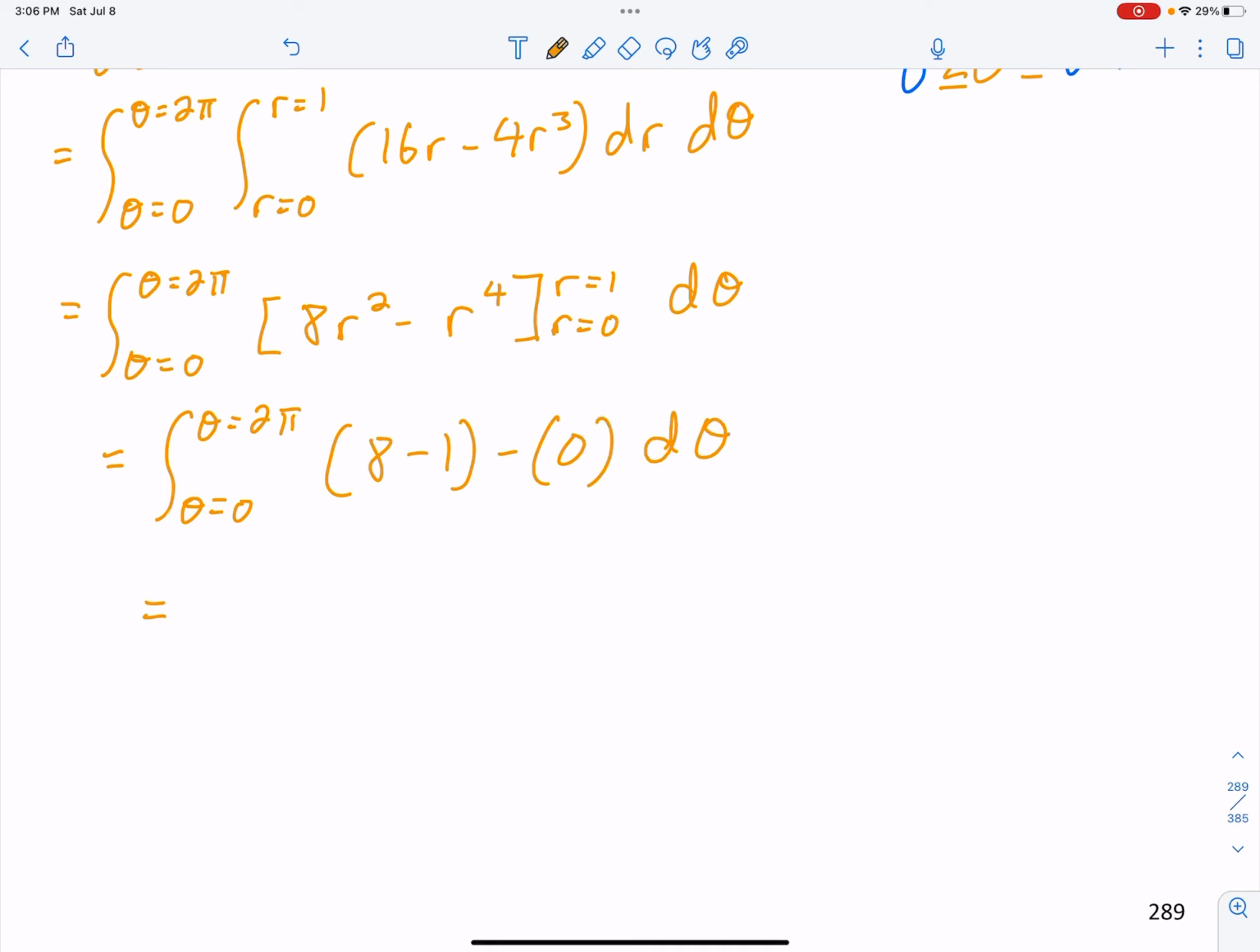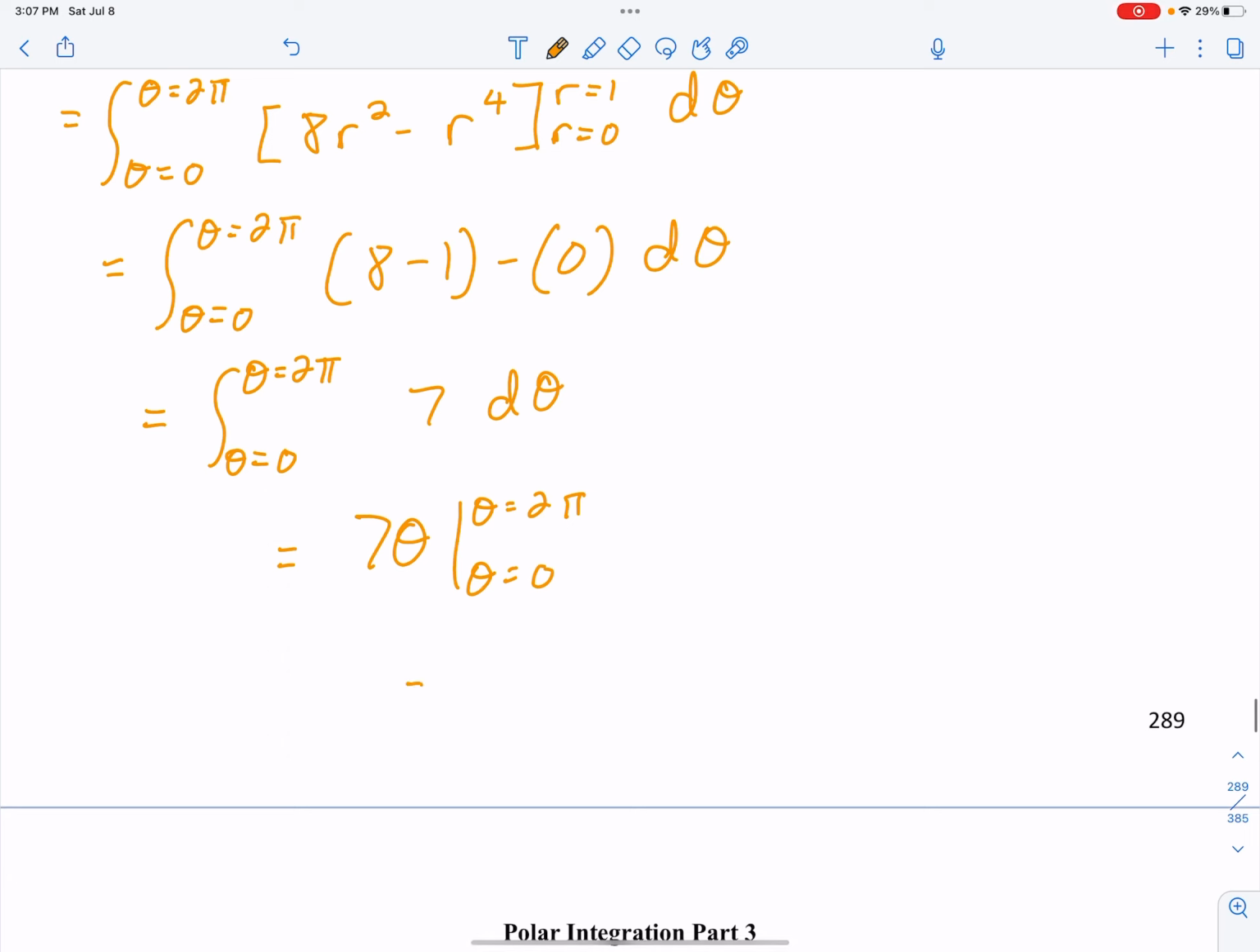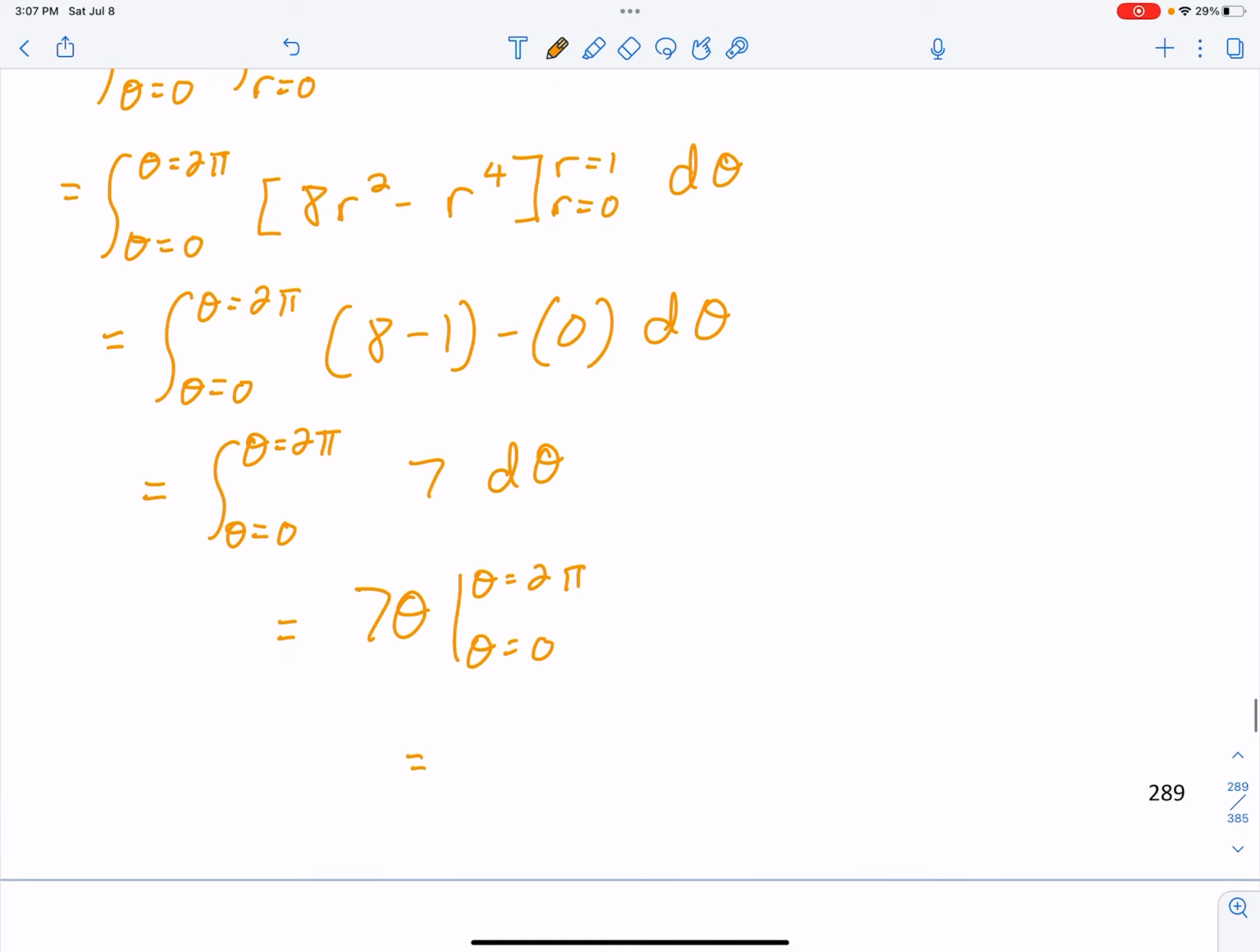So I know that I'm going to have theta equals 0 to theta equals 2 pi. 8 minus 1 is 7. Cool. Nice, easy integral. I get 7 theta, run from theta equals 0 to theta equals 2 pi. The 0 is just going to make a 0, so all I'm doing is plugging in 2 pi. That's going to give me 14 pi. So the volume of that paraboloid, cut by a cylinder, is 14 pi.